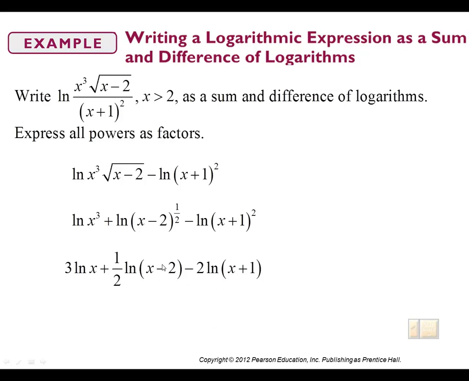Now because we have an x minus 2, we cannot do anything. It's only when we're multiplying or dividing that we can expand from here. So the x minus 2 and the x plus 1, we can't do any more to that. So that's expanded out in the sum and difference as far as we can go.